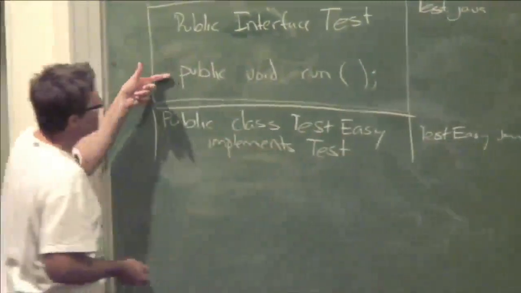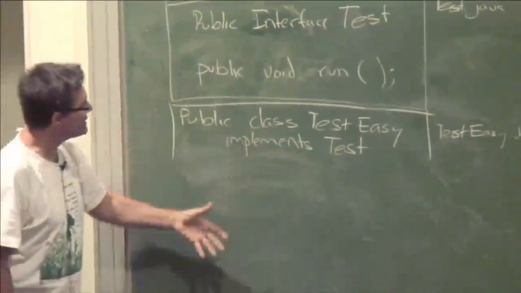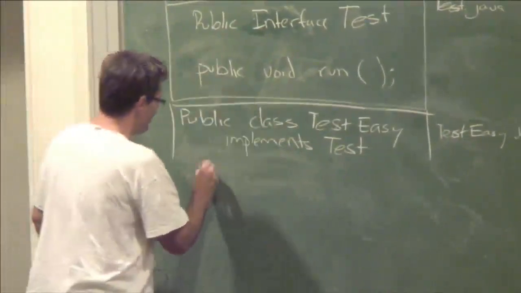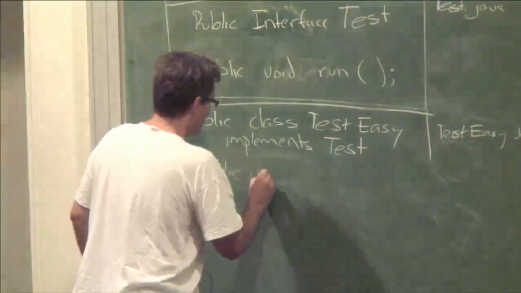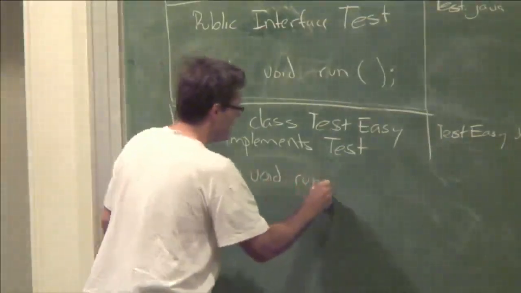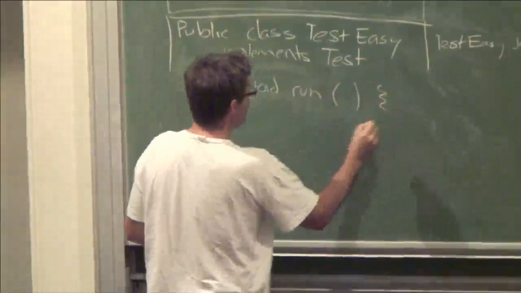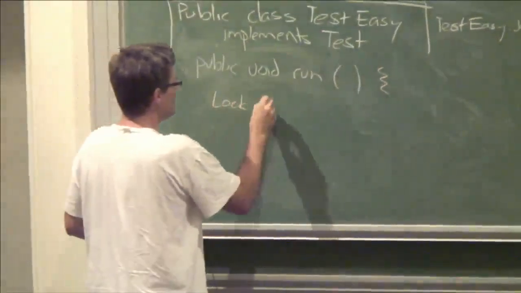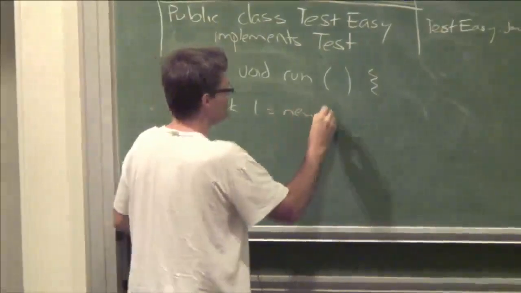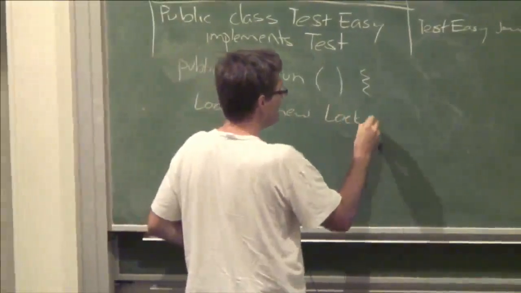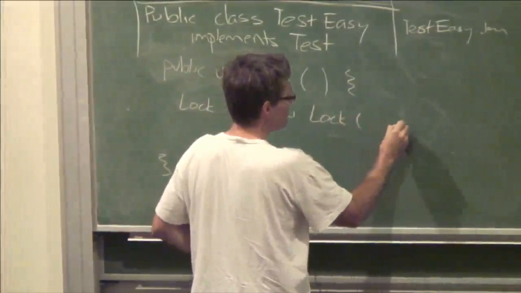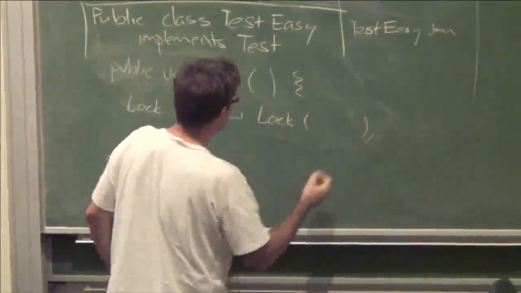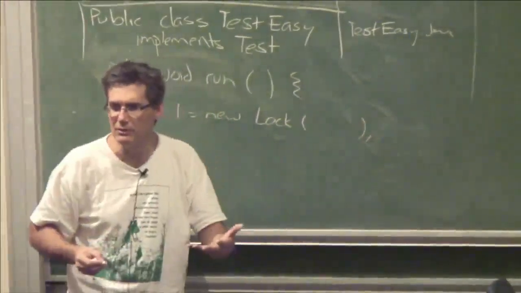Now, what's the test interface? Public void run. So this now has to implement public void run. So we might write public void run. And now we're going to write our run test, and it might be as simple as lock L equals new lock. You have to give some parameters, don't you? Whatever they are, stick them in. You know you have to give parameters when you create a lock.